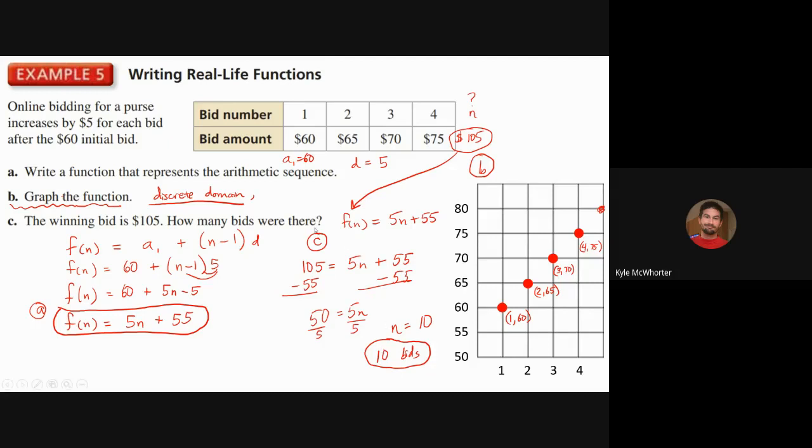All right, so we learned about what an arithmetic function is. It has to have a common difference. So it's going up by the same amount every time or down by the same amount every time. Then we learned that we could write functions with them, that they always line up linear. And we could find the function for a sequence and then use that function to predict the outcome later on.